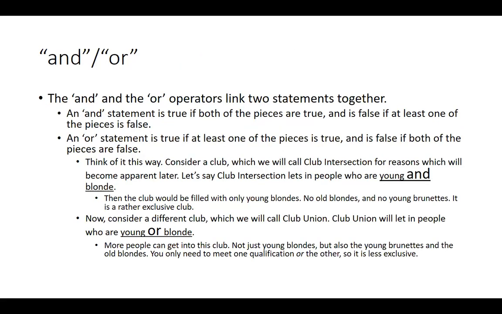Now let's take a look at the Boolean operators and and or. The and and the or operators link two statements together. An and statement is true if both of the pieces are true, and false if at least one of the pieces is false. An or statement is true if at least one of the pieces is true, and is false if both of the pieces are false.